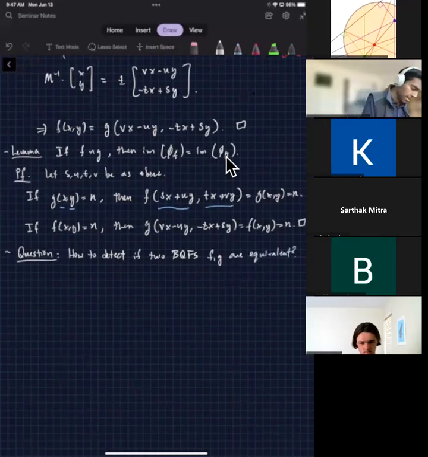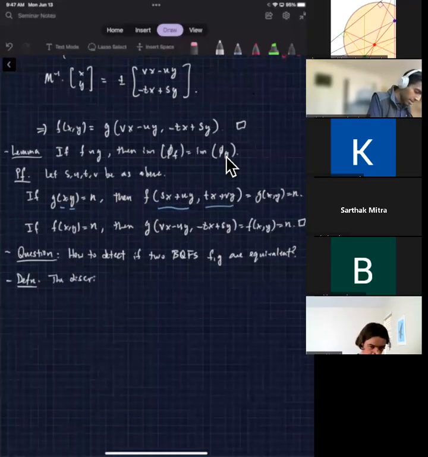Okay. So to answer that, you need to make a definition. The discriminant of a BQF.